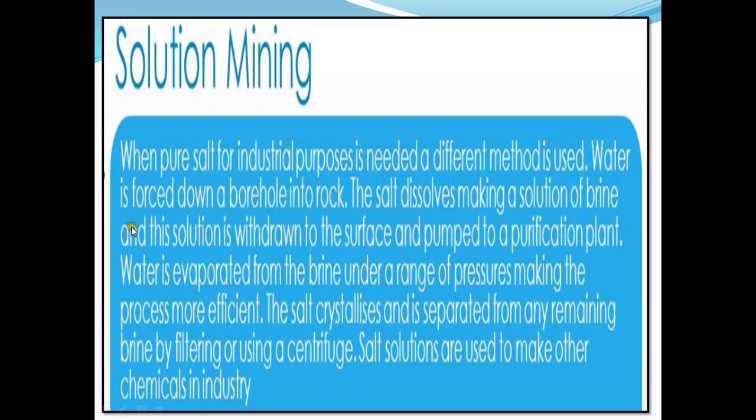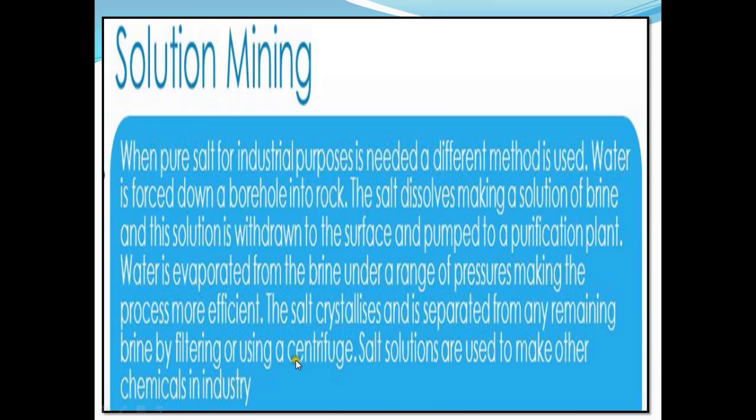Also, when pure salt for industrial purposes is needed, a different method is used. Water is forced down a borehole into rock, and the salt dissolves, making a solution of brine. This solution is withdrawn to the surface and pumped to the purification plant. Water is evaporated from the brine under a range of pressure, making the process more efficient, and the salt crystallizes and is separated from any remaining brine by filtering or using a centrifuge machine.